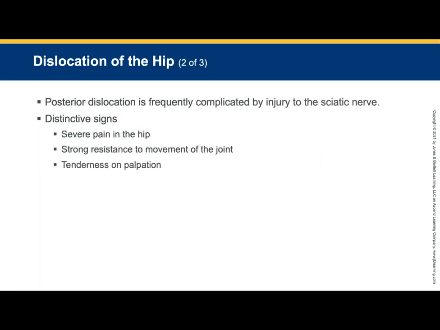Dislocation of the hip is associated with a very distinctive sign. You do have severe pain, resistance to movement, tenderness on palpation, and the ability to palpate the femoral head. Some patients you can feel that femoral head. Some of them you may not be able to because they may be thicker than the other ones.